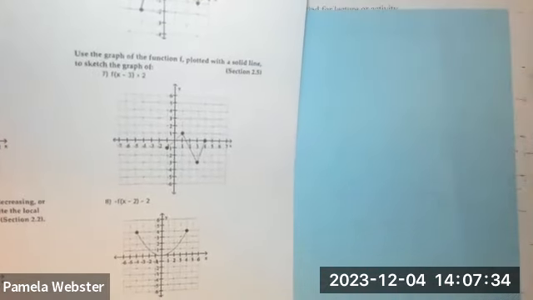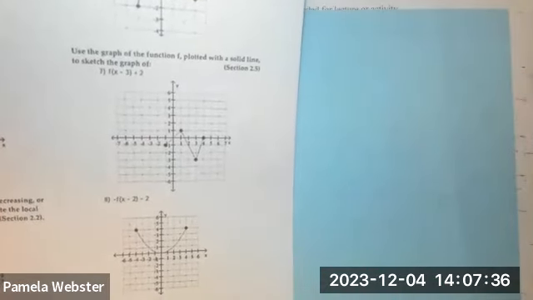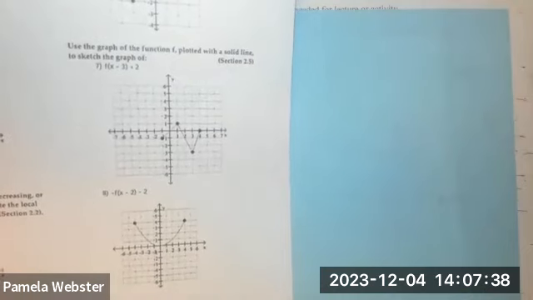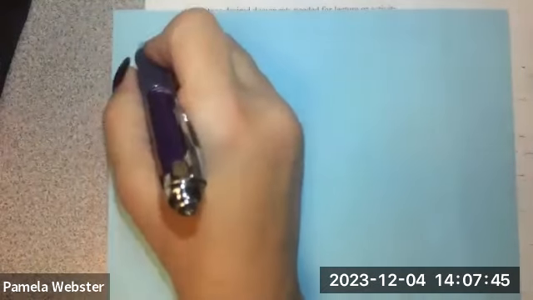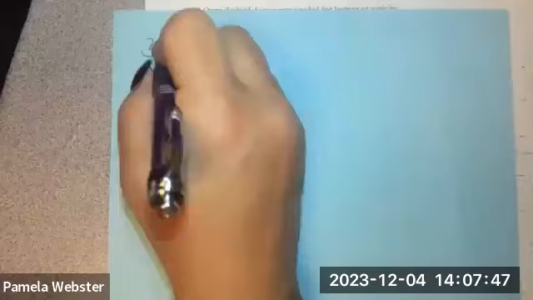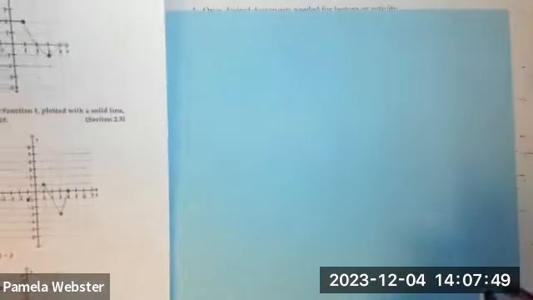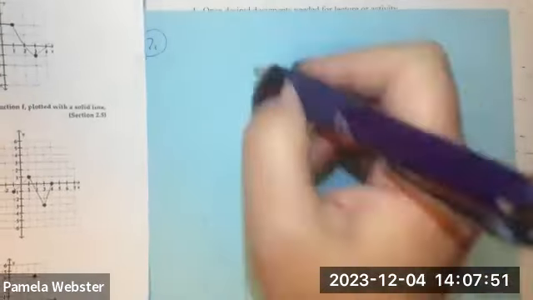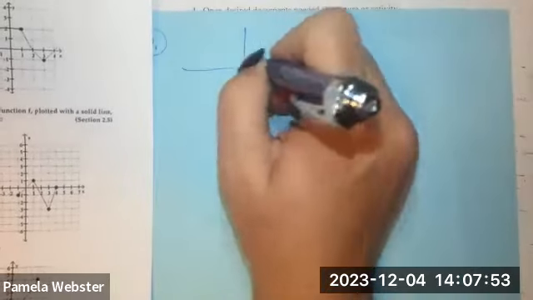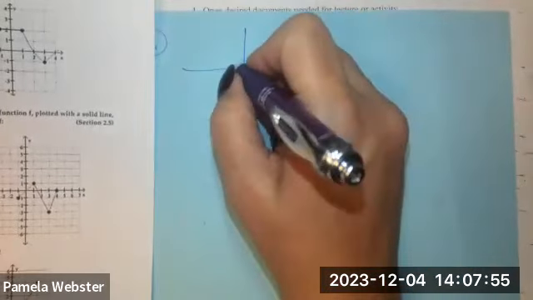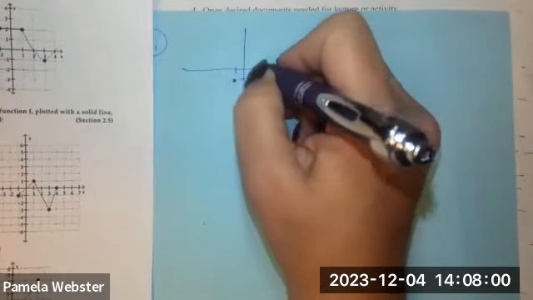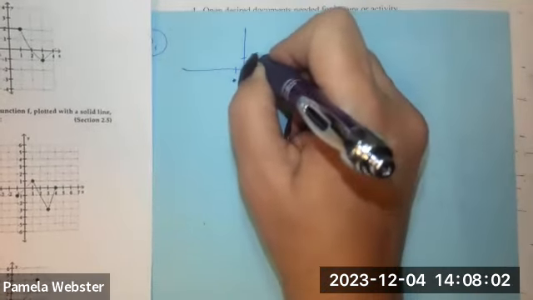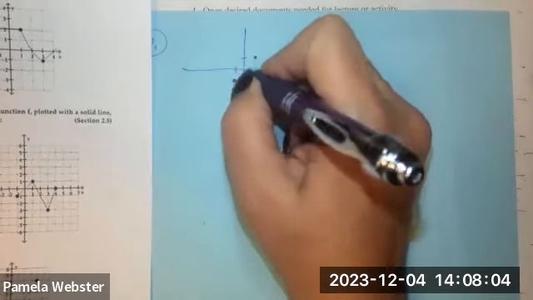All right, moving on. Number 7 and 8 say use the sketch of the function plotted with a solid line to sketch the graph of this other thing. So here is, and again, it doesn't matter which one we do because they're both the same. I'll do 7, you do 8. Number 7 looks like, okay, it starts out here at the point -1, -1, and it goes up until I get to the point 1, 1.